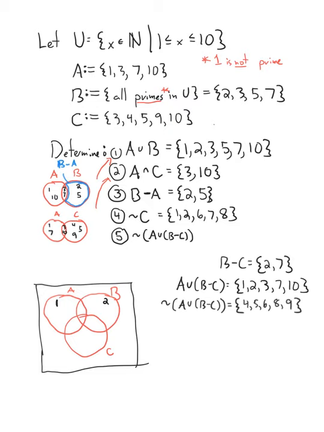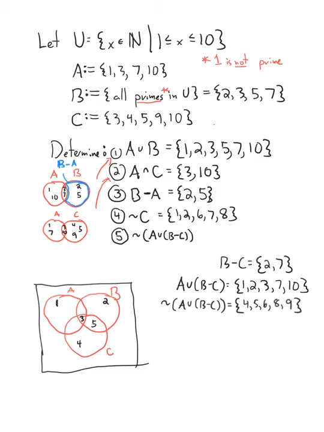3 is in A, B, and C. So since it's in the intersection of all three, I'm going to put it in that bit of the Venn diagram where all three of them meet. 4 is only in C. 4 goes here. 5 is in B and C, but not A. So the area of this Venn diagram that's B and C, but not A, is here. So that's the overlap of B and C, but not A. So we'll put 5 here.